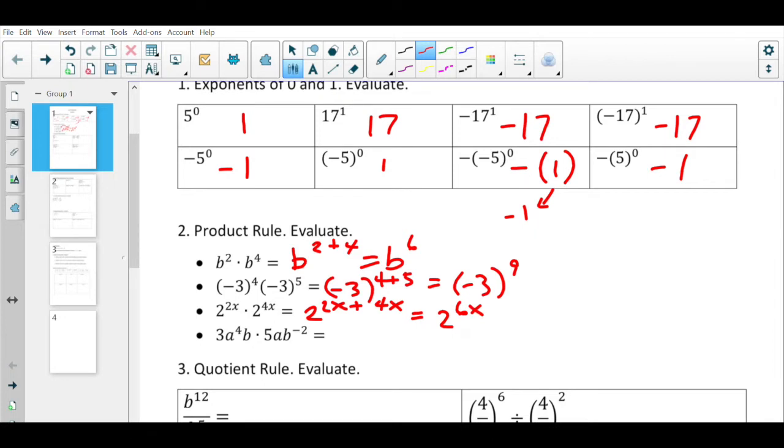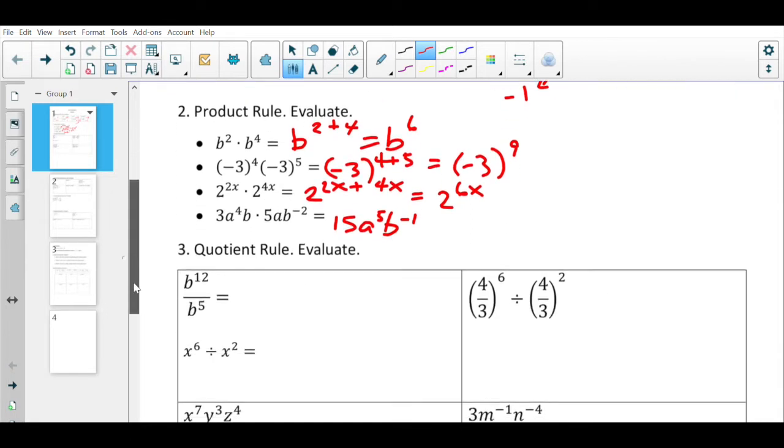3a to the 4th b times 5ab to the negative 2. So 3 times 5 is 15. Let's take care of the a's first. So a to the 4th times a to the 1. That's a to the 5th. b to the 1 times b to the negative 2. So that's b to the 1 plus negative 2. And that's b to the negative 1. Okay? That is the product rule.